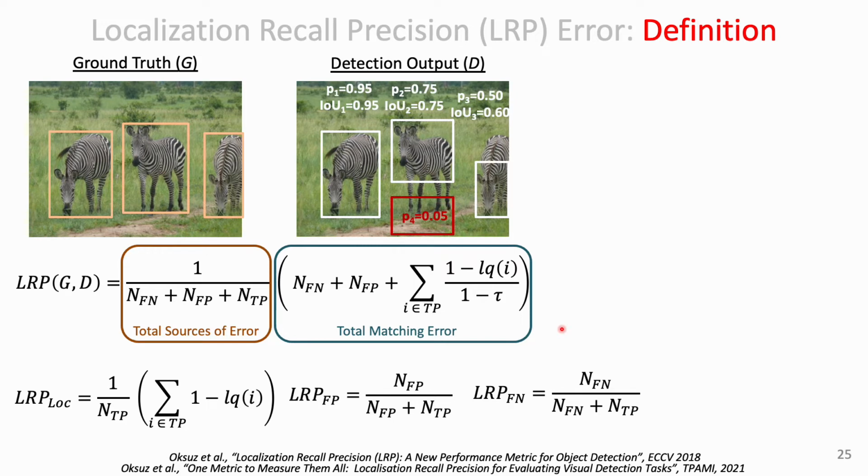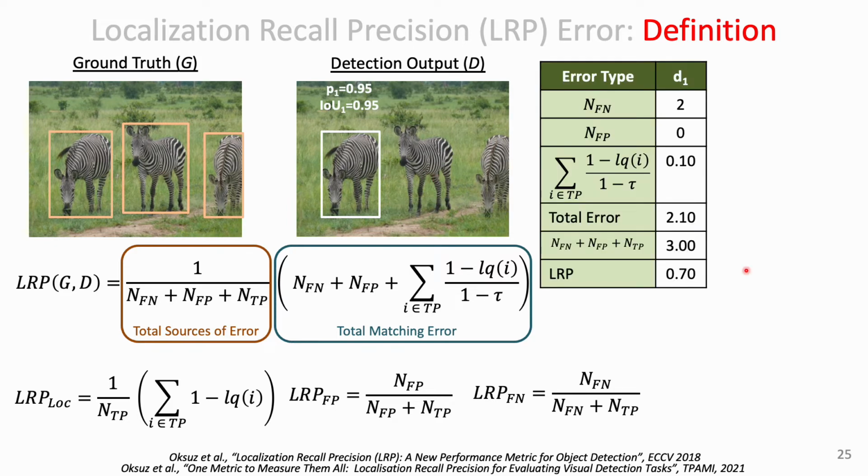Let us go through an example to see how LRP error can be calculated. Let's go through this example image for which we have these objects as ground truth. Let's consider a detector which provides these boxes as detections.